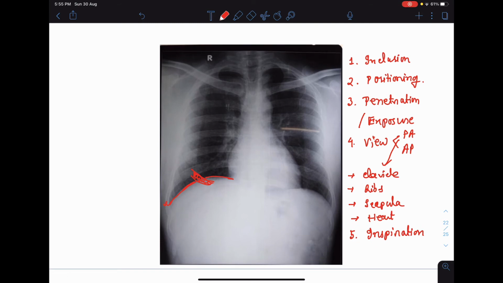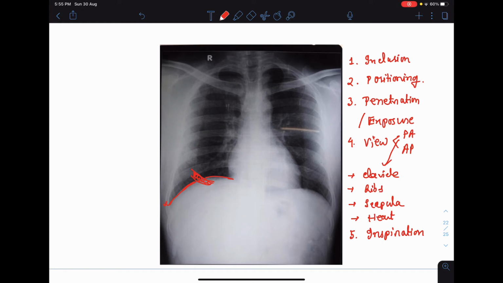Why we don't want an expiratory film is that if the film is taken during expiration, again there is slight magnification of the heart. That means again there is apparent cardiomegaly, and the lung field also becomes shorter. This is all about the technical points while reading a chest X-ray.